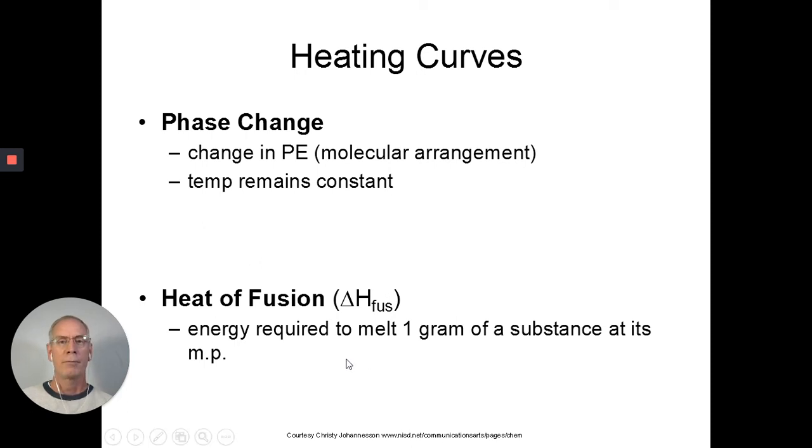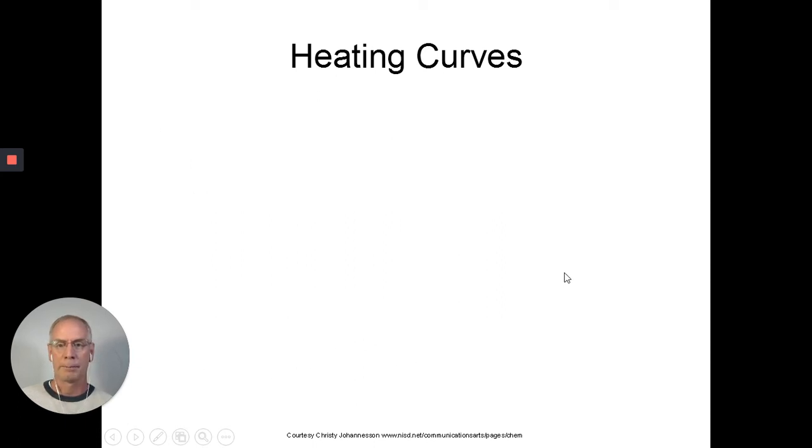So think about fusion as melting two things together. Well, however much energy it took to melt them together, law of conservation of energy says when they come apart, it's how much energy it's going to take to remove them or reverse that amount. So the amounts of energy are the same. So heat of fusion is how much energy it takes to melt 1 gram of substance when it's at its melting point. And I'll give you those values here in a little bit.